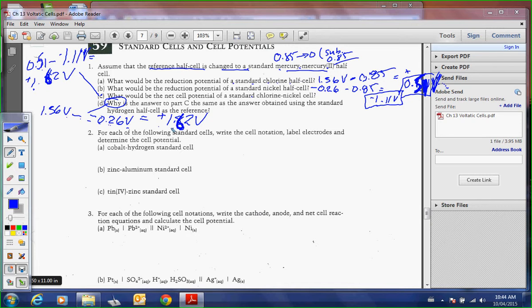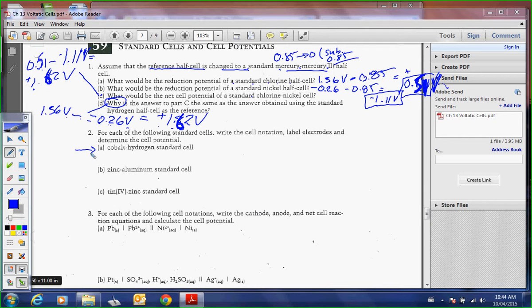Happy? Yeah. Good. Question 2. Question 2 is no different than the one we just finished marking, the page 58, except for, number 1, it doesn't have a little picture diagram for you, and number 2, it doesn't have the chemicals with the cell notation. It has the words for the cell notation. So I'm going to do the first one for you in cell notation.